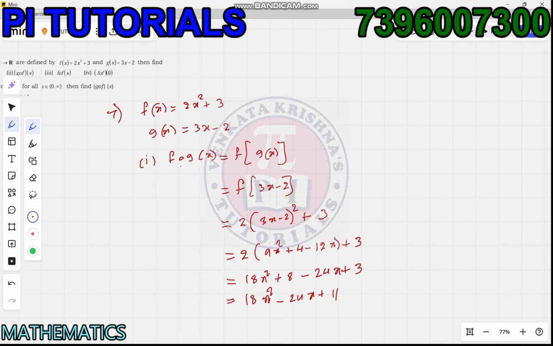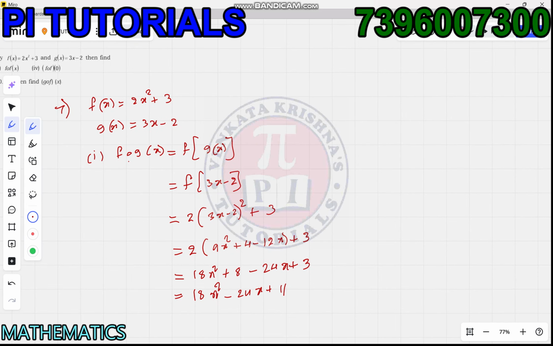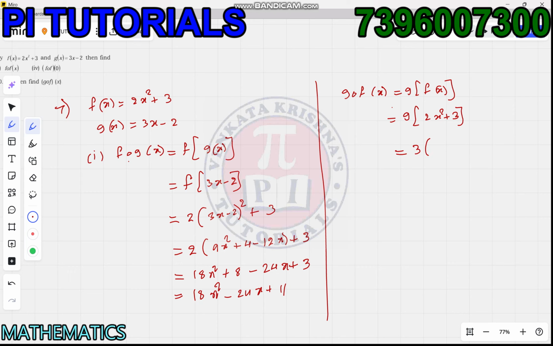The second question is g circle f of x. How to find g circle f of x? This is also written as g of f of x, that is equal to g of 2x square plus 3. Now 2x square plus 3 you need to substitute in the function g. That is 3 into (2x square plus 3) minus 2. So 3 2s are 6x square, 3 3s are 9, minus 2. 9 minus 2 becomes 7, so 6x square plus 7. This is the second question.